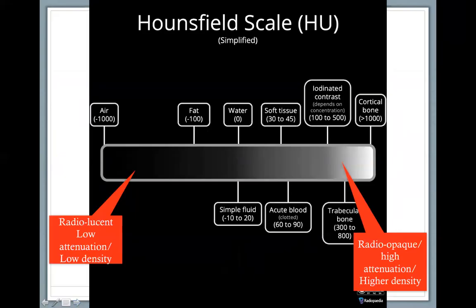And remember that for CT, we always refer to this spectrum of Hounsfield units from more radiolucent to more radiopaque. And we always think in comparison to water, but we can also compare structures to each other. For example, soft tissue is hyperdense compared to water, but also to air and to fat. Fat is hypodense compared to water, but it's hyperdense compared to air. So you can always do that comparison between the structures.